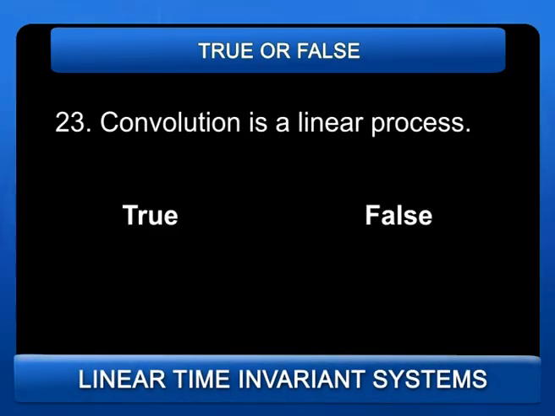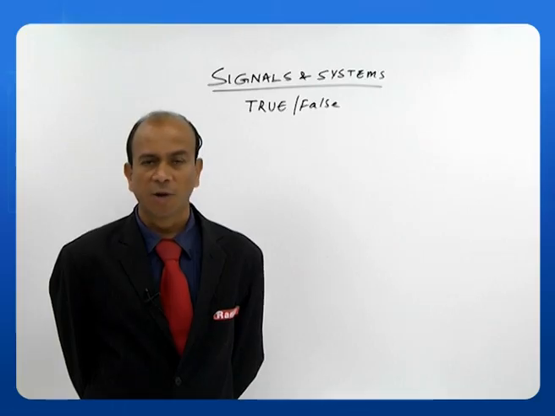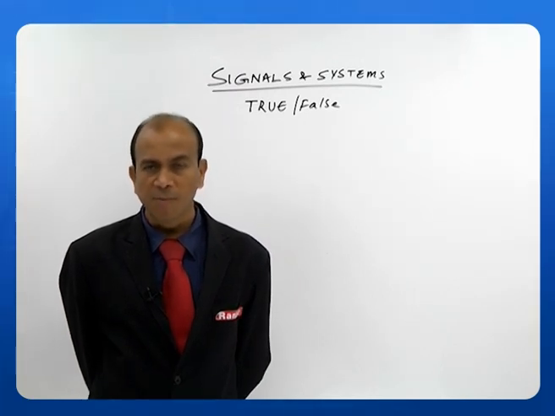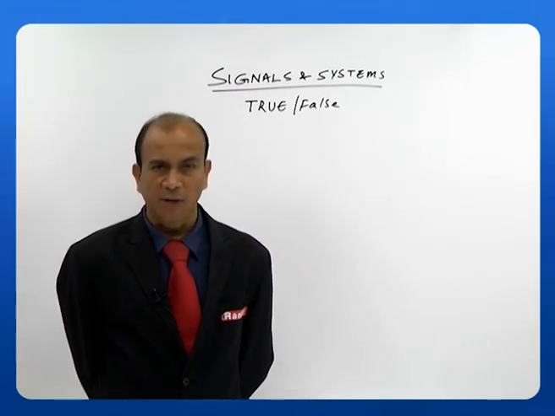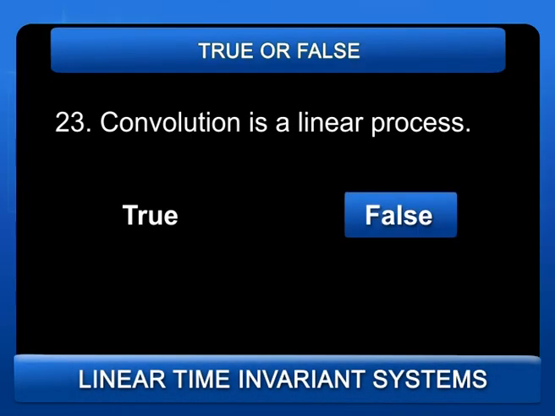Now 23rd question. Convolution is a linear process. It's not a linear process, it is a non-linear process. So convolution is not linear. So the answer is false. 23rd is a false question.